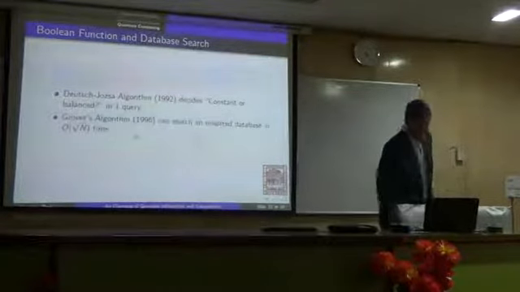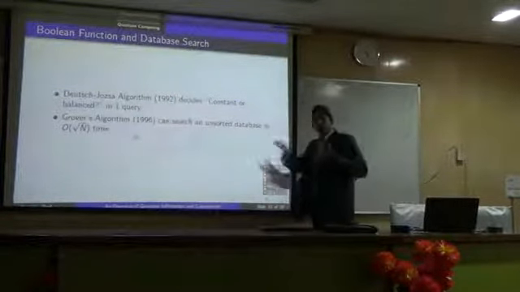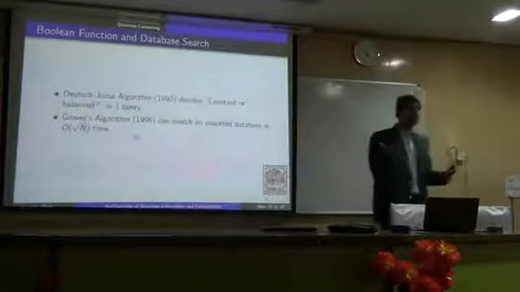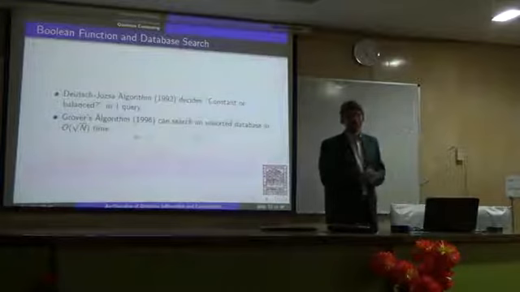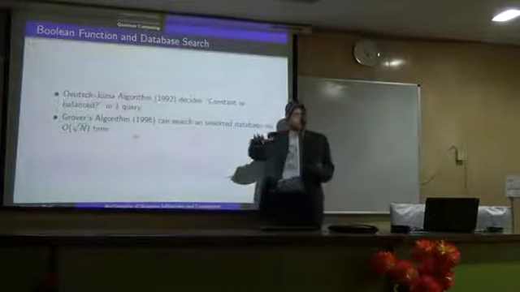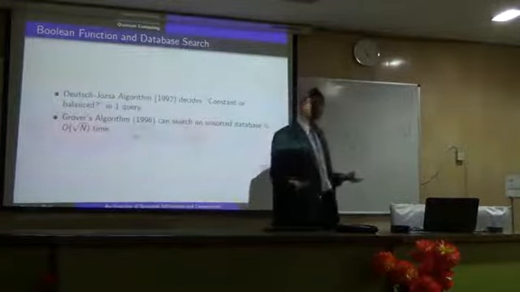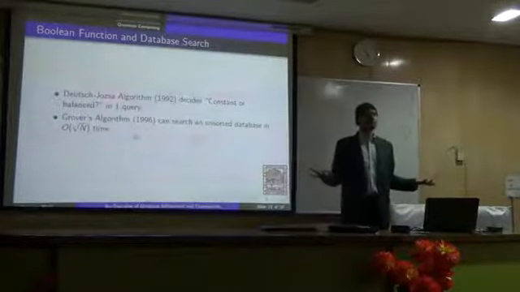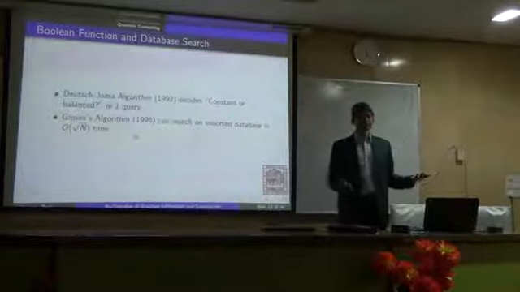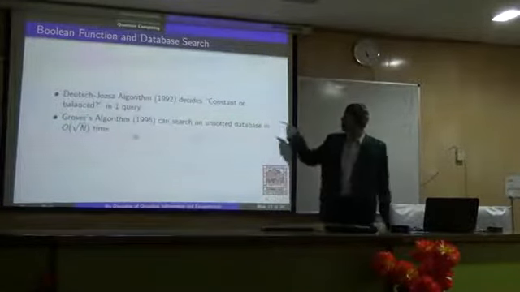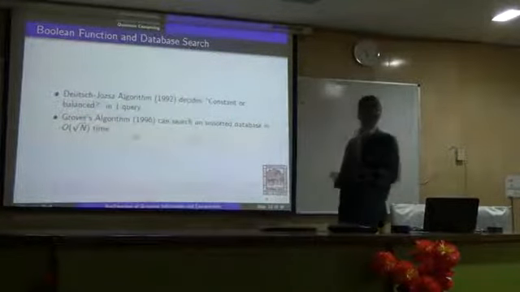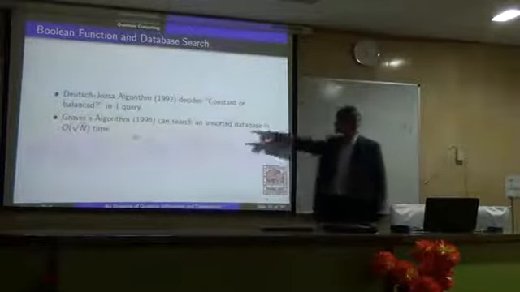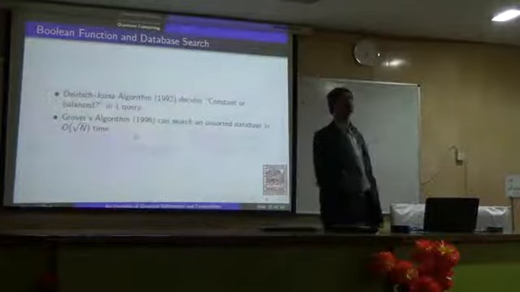Similarly, if we talk about database search, if you have an ordered database, then you can search in log n operations, binary search. But if it is not ordered, then you have to do sequential search. So the worst case search complexity in classical algorithm is order n, big O of n, because you have to go through all the entries. Grover showed in 1996 that we can design a quantum algorithm where any unsorted database can be searched in order square root of n time, which is a huge improvement.